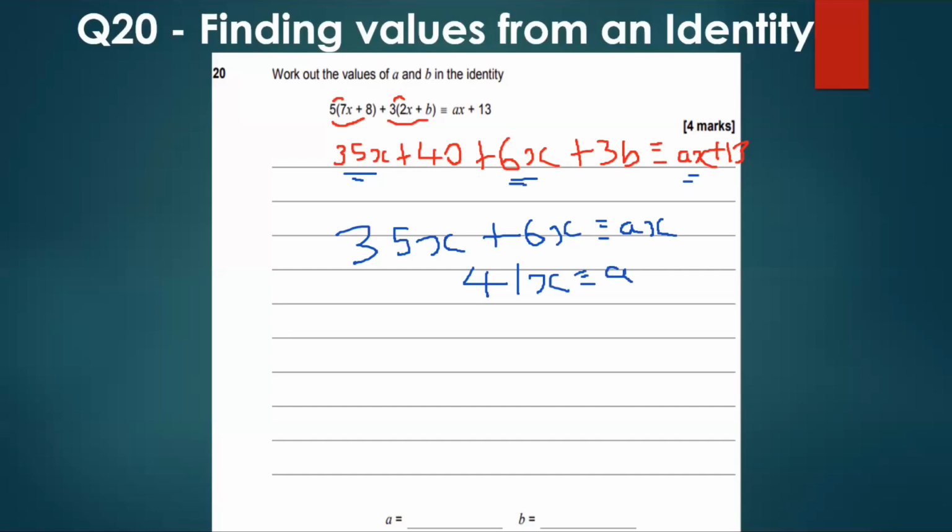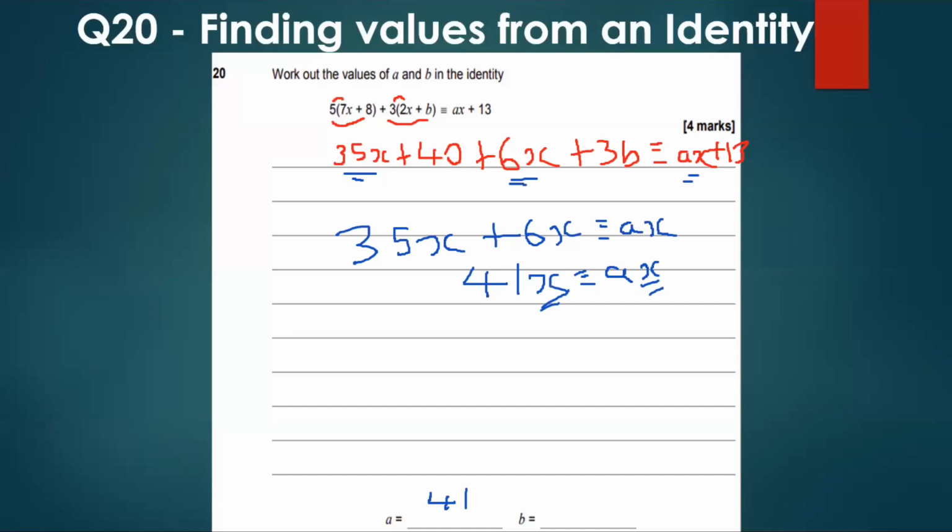So comparing the coefficient of x, the number in front of the x, we know that a is going to be equal to 41. Nice and easy there. I hope it makes sense. It's collecting the like terms. Right, the next one, guys.